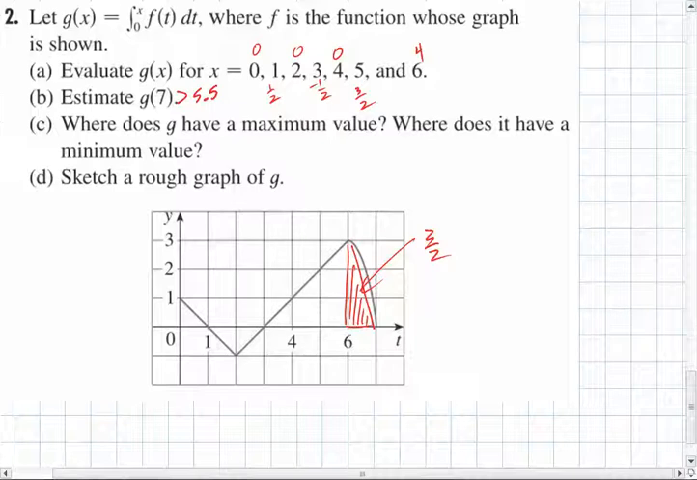But G, what is G? G is the area under this, the net change under this curve. So where is it greatest? 7. For this section. Right. As long as it stops there. As long as that's the only part of the function we're looking at.